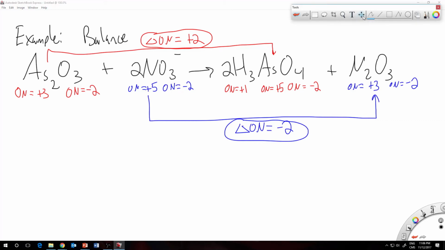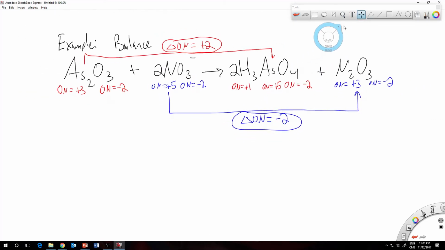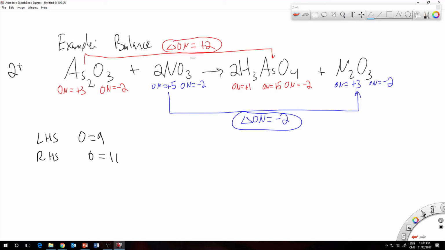And then after we balance the major ones, we balance the oxygens by adding water. Let's write this down. Left-hand side oxygen, right-hand side oxygen. So left-hand side we have 3 plus 6, so we have 9. On the right-hand side we have 2 times 4 is 8, plus 3 is 11, so I need to add 2 waters on this side.